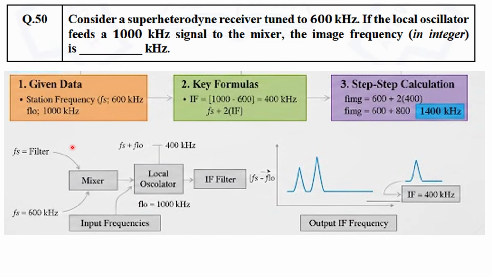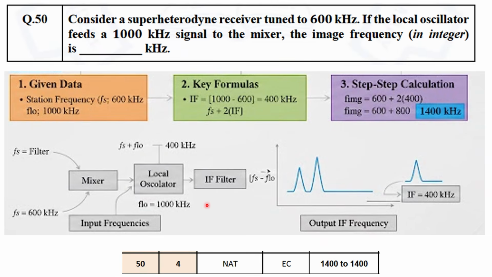So as per your question, the local oscillator frequency, that is FLO, is given, and the tuning frequency is also given, that is your 600 kilohertz. So you can take the difference to get the intermediate frequency, and then finally you can calculate the image frequency, that is fs plus twice of f if, right? In this manner we can get it, and as per the answer key, your answer should be 1400.